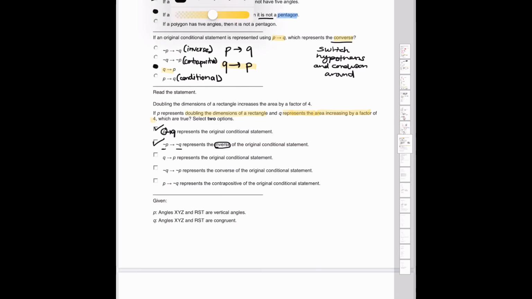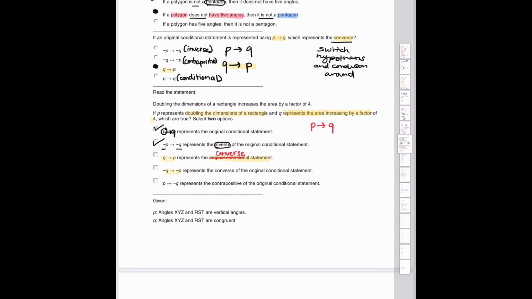This is saying that Q and P represent the original conditional statement. Well, we know that conditional statements follow the form P then Q, right? So in this instance, Q then P would actually not be the original conditional statement. It would instead be the converse of that conditional statement. Let's look at the next one.